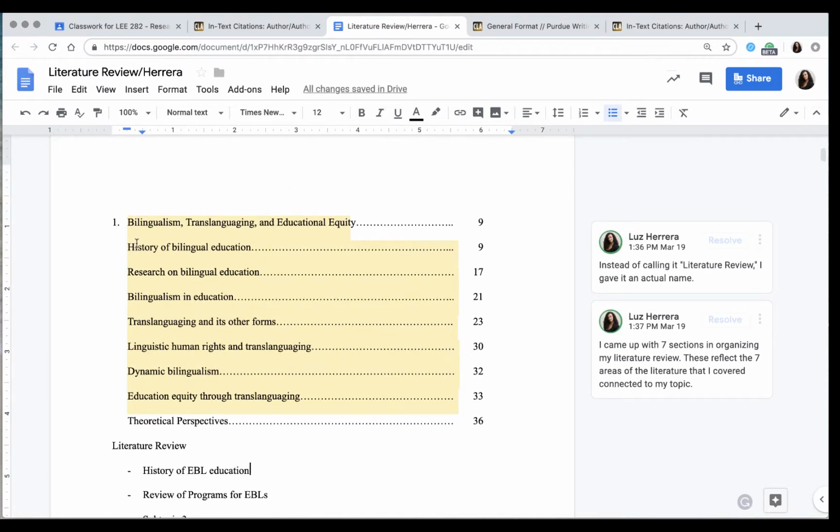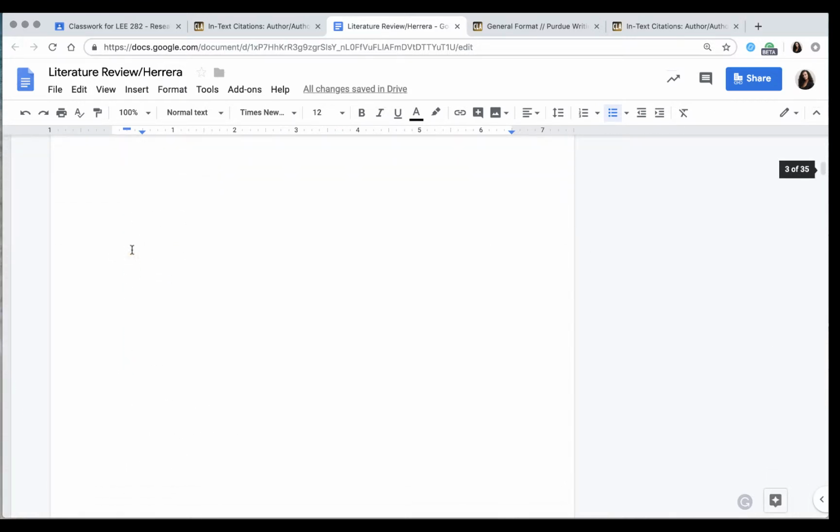And as you can see here, this is connected to the topic. My topic is on bilingualism, translanguaging, and educational equity, so that's why I called it this. But these are all of the areas of the literature that I reviewed that are connected directly to this larger topic, right?